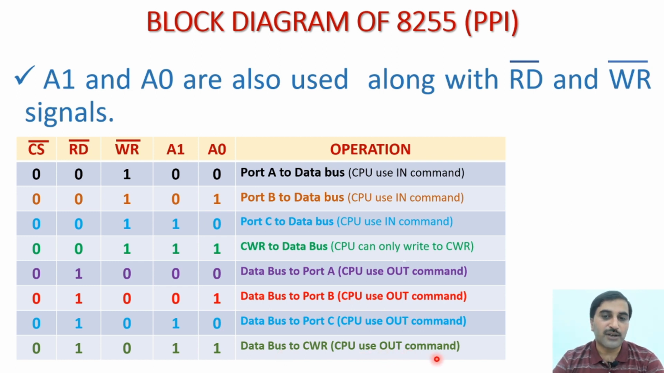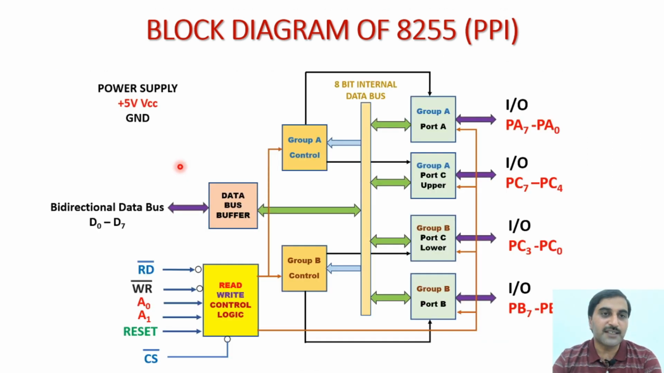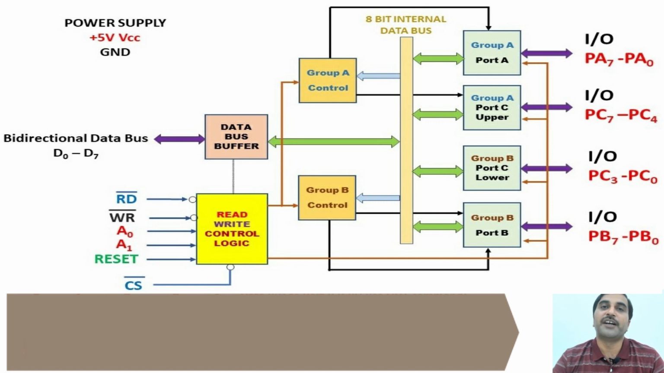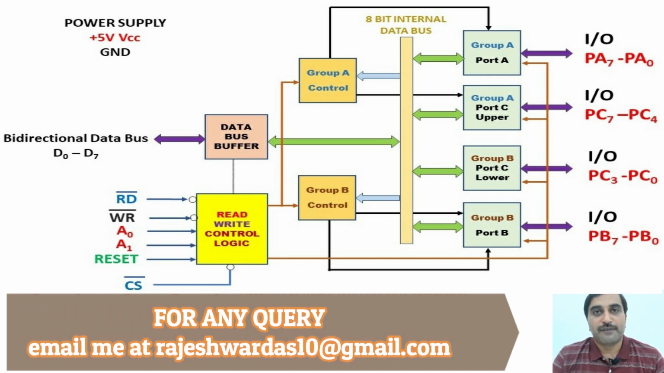So in this case you have seen that आपका जो CPU है, CPU आपका control word register में सिर्फ write कर सकता है. It cannot read the control word register status. Next is power supply. Power supply is basically required for the operation of the 8255 and it needs plus 5 volt VCC and ground. So in this session we have learned about the basic features of 8255, the architecture of 8255 and various controlling signals which are used for the controlling purpose of the 8255.